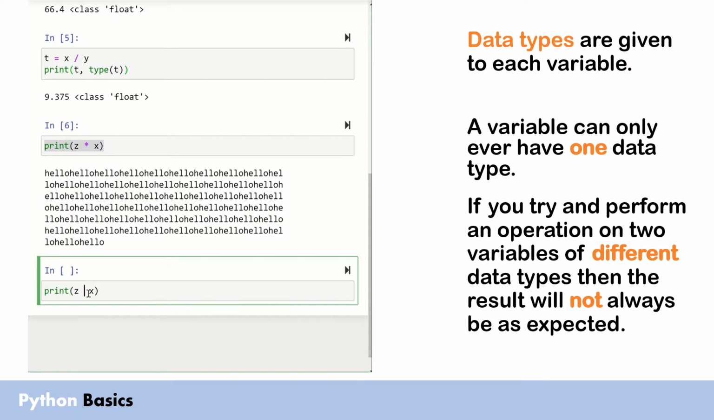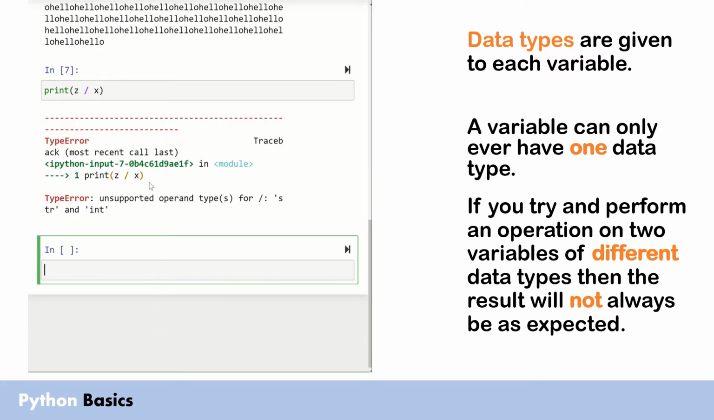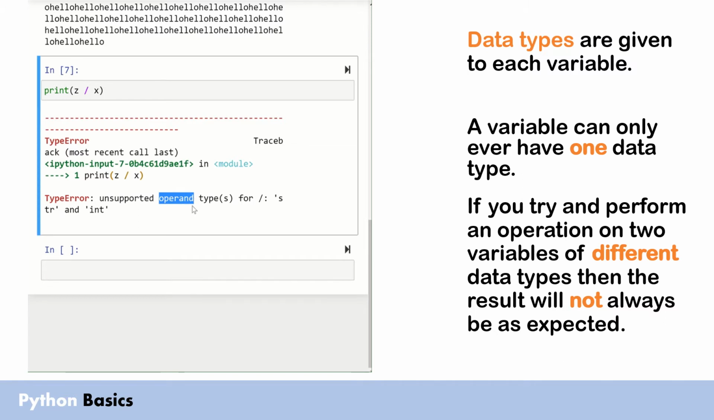Let's see what happens. So hello divided by 60. Now we've got an error and it says unsupported operand type s for slash str and int. Now that is a really complicated error message, but actually it's not, if you understand what it's trying to talk about. Operands, if you remember, are things like add, subtract, divide, etc.